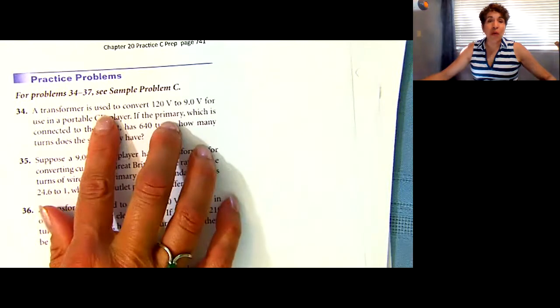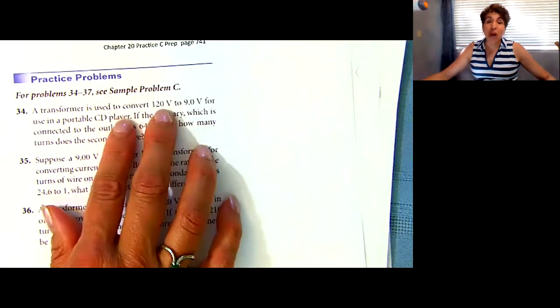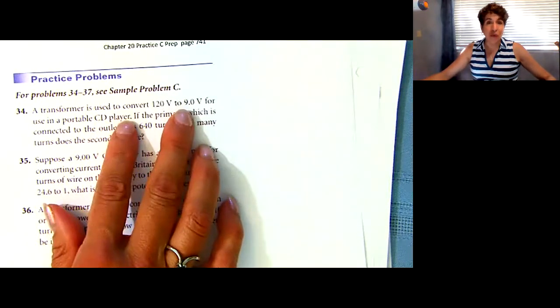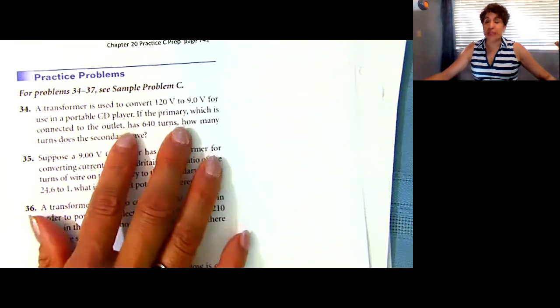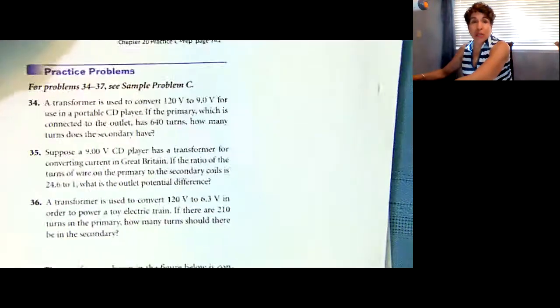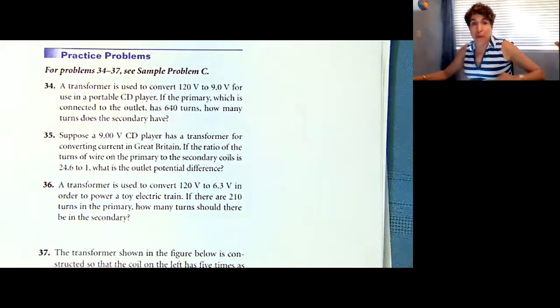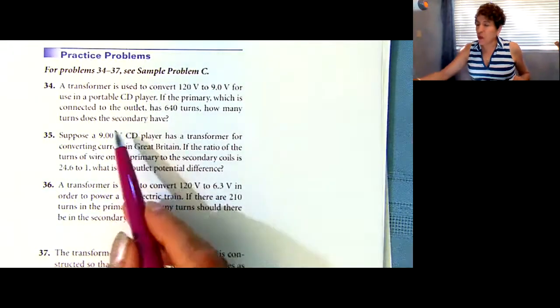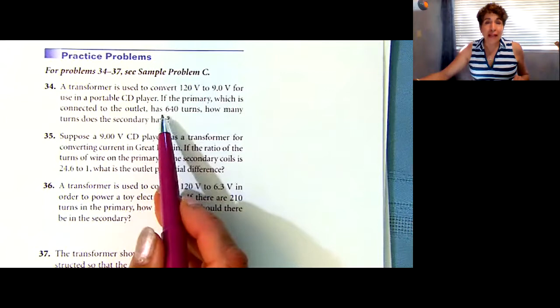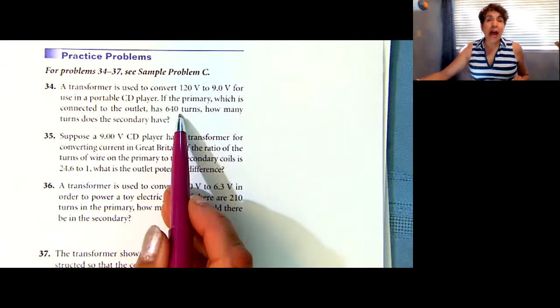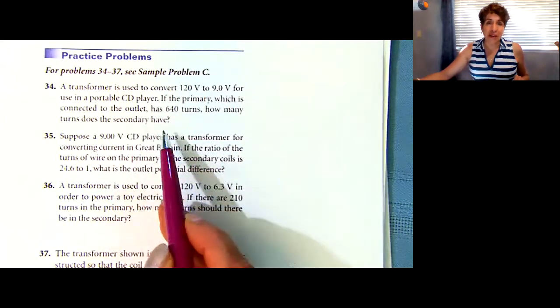34 reads, a transformer is used to convert 120 volts to 9 volts for use of a portable CD player. I don't know if anybody uses CD players anymore. If the primary, which is connected to the outlet, you're plugging it into the wall, has 640 turns, how many turns does the secondary have?